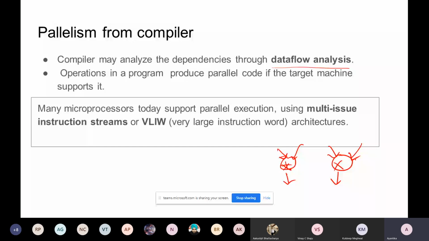But how is it possible if your hardware is not supporting that? That means some way or other you have to apply this concept of parallelism, or make some change in your hardware so that this parallelism can be handled in a proper way by your hardware. So we will come into this. We will talk about different types of processors where this parallelism is best supported, that is multi-issue instruction streams, VLIW. We will come into this.